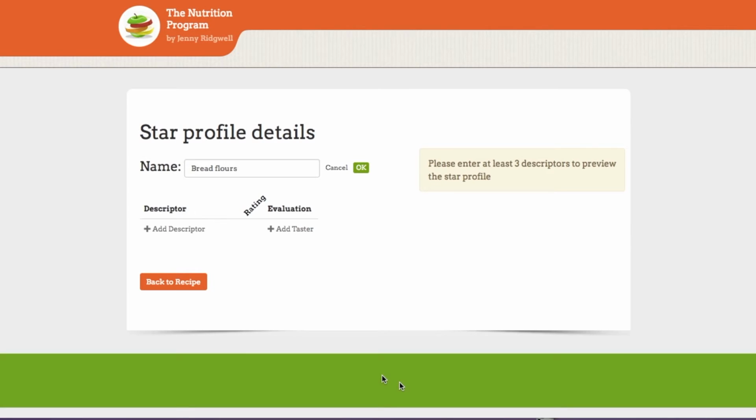I'm going to show you how to use the star profile for your food investigation, where you look at the characteristics and properties of ingredients, and this one is going to be for bread flours. So we can use the star profile in a different way. So I want to put in what I want the bread flours to be like when they've made the bread.